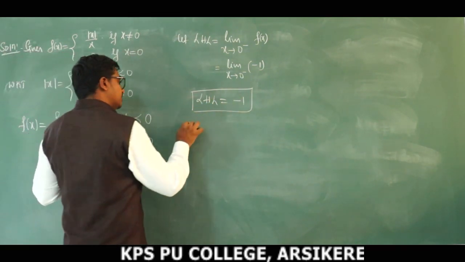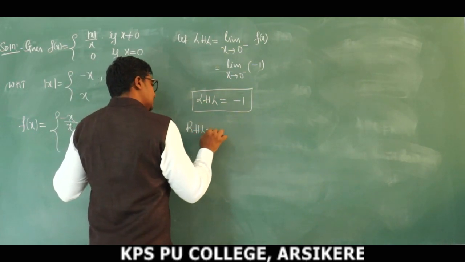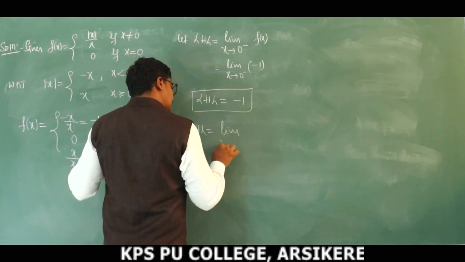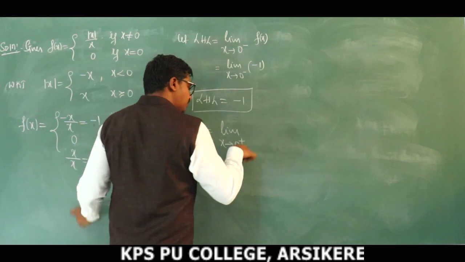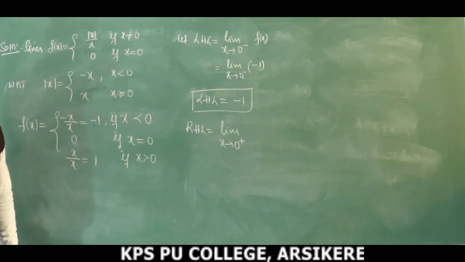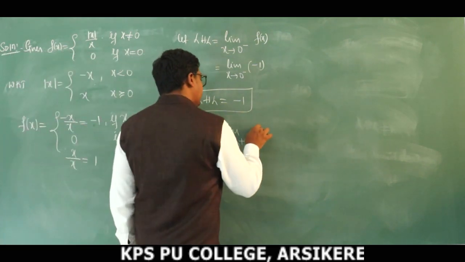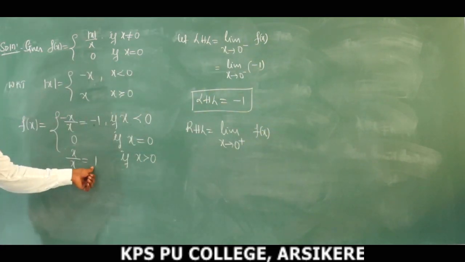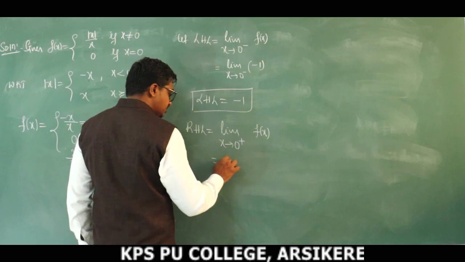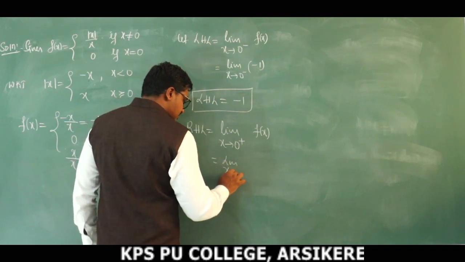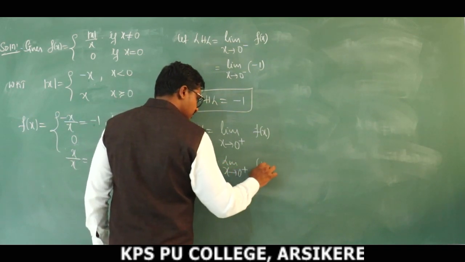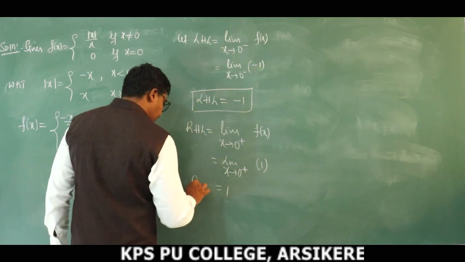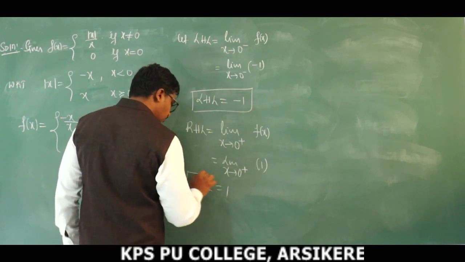And let's check RHL. RHL is equal to the limit as x approaches 0 from the right of f of x. Whenever x is greater than 0, the function becomes plus 1. This is a constant function. The limit as x approaches 0 plus of this is 1. Therefore RHL is equal to 1.